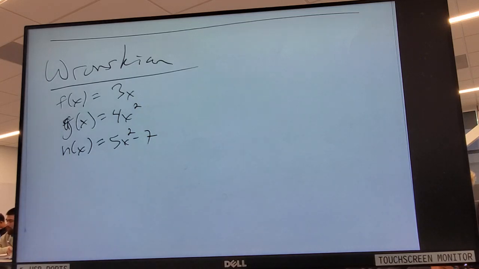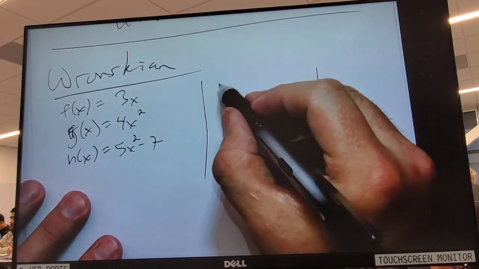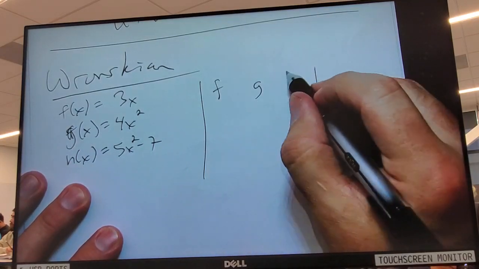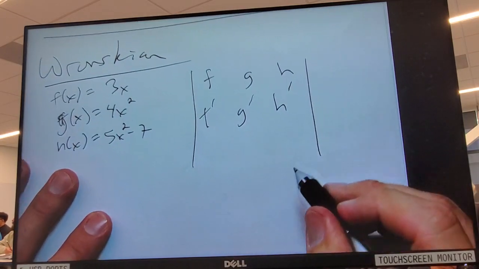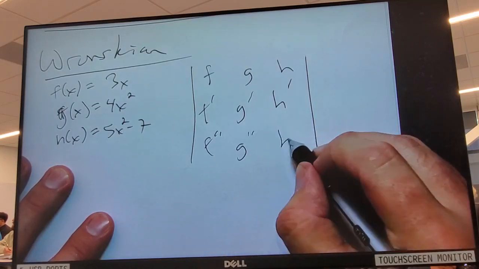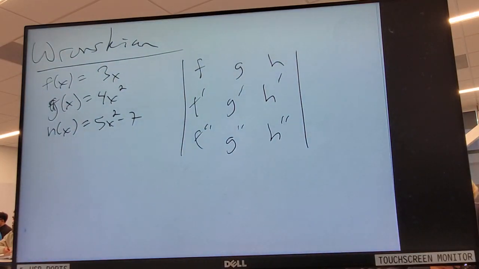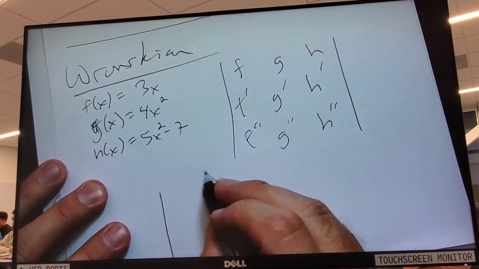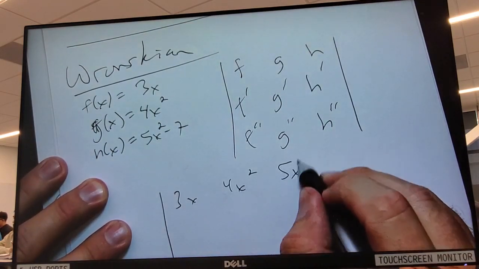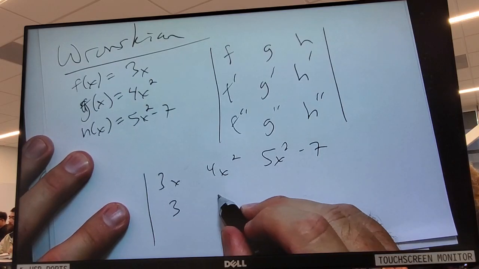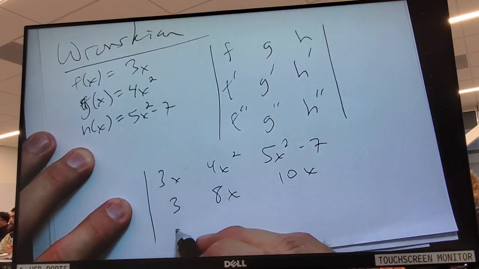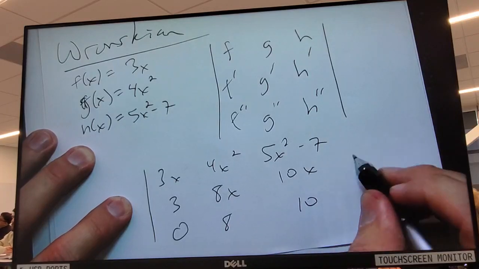If I construct a determinant where I put F, G, H, F prime, G prime, H prime, F double prime, G double prime, H double prime. So you can tell if I have 4 functions, I would go down to 4 rows, to the 3rd derivative, because I want to make this square. So if I want to create this thing, it would be 3x, 4x squared, 5x squared minus 7, 3, 8x, 10x, 0, 8, 10. Yes?